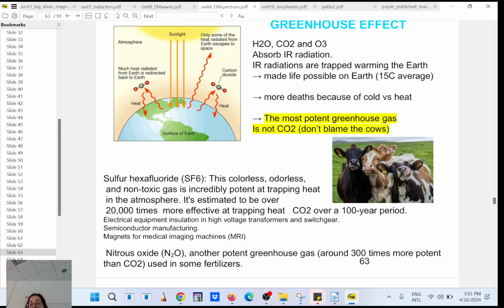So nitrous, another one that is also very potent, 300 times more potent than CO2. Do I say it right? Nitrous oxide. Okay, nitrous oxide, and it's used as fertilizers. Also a greenhouse gas, more potent than CO2. So I don't know why they don't like cows. Aren't they cute here? So this and that one are really the bad guys.